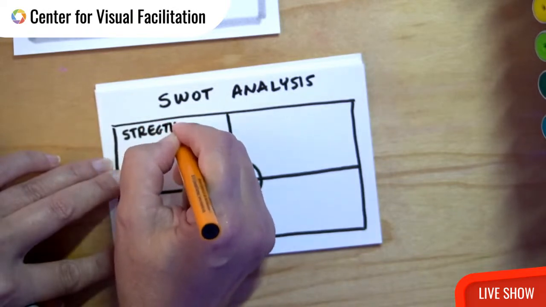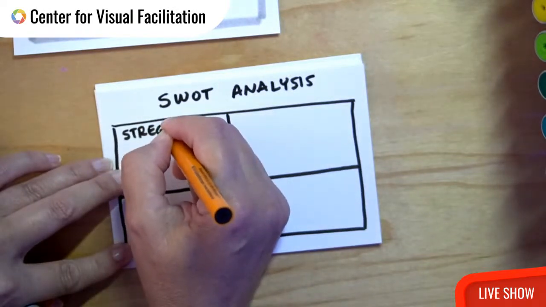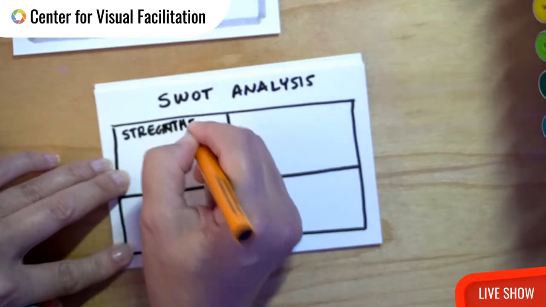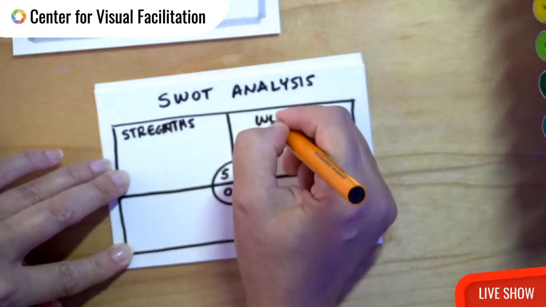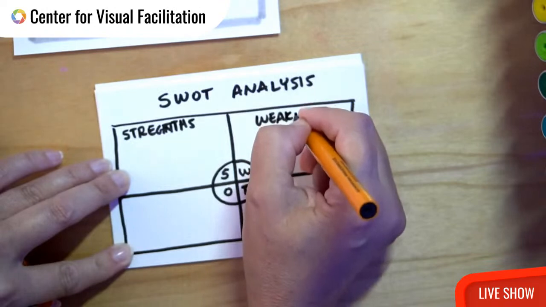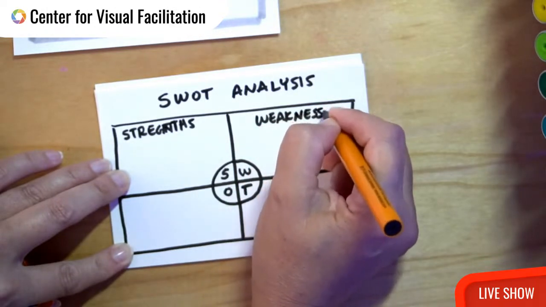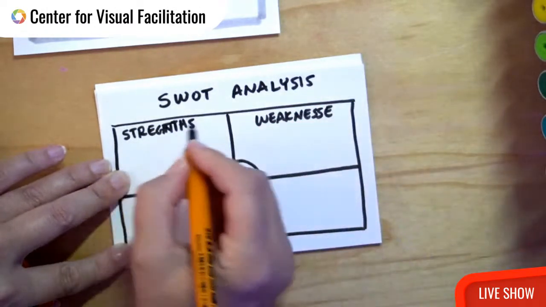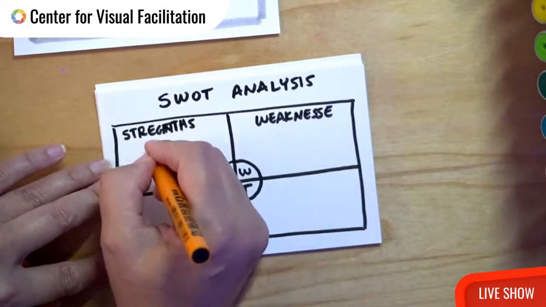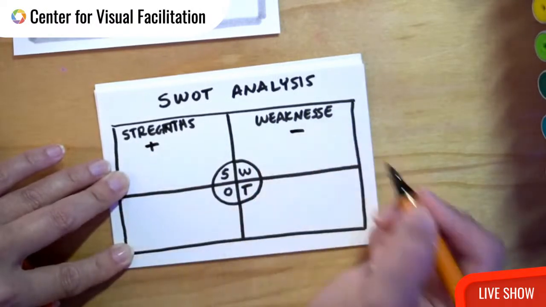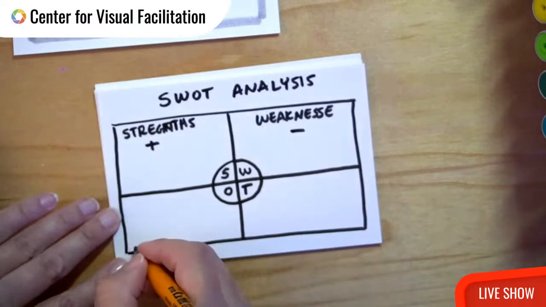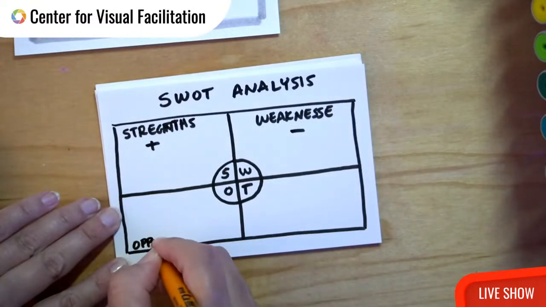What are the strengths? Whoops, strengths. What are the strengths? What are the weaknesses? Visual facilitators, spelling is optional, I always say. So what are the strengths? What are the weaknesses? What are the opportunities?